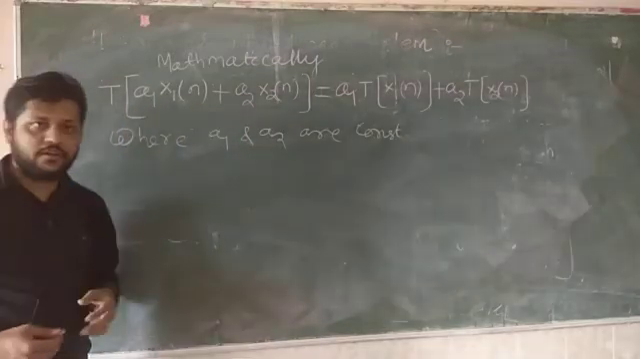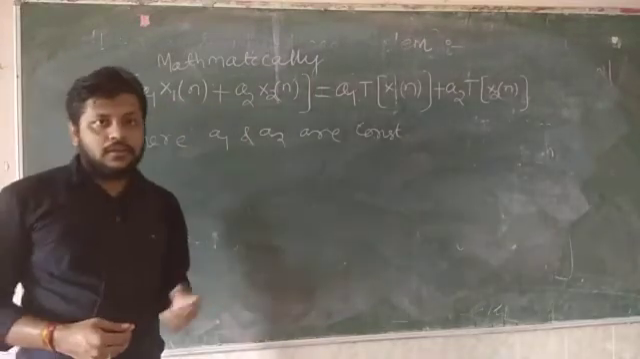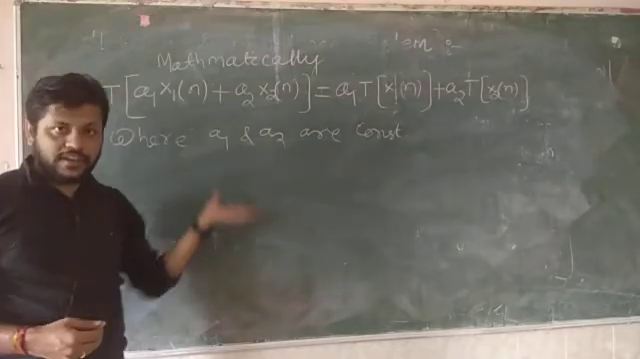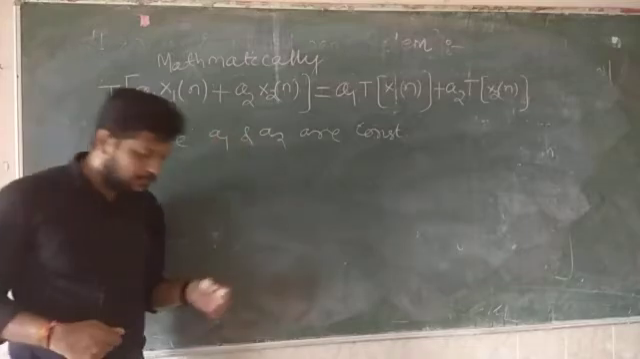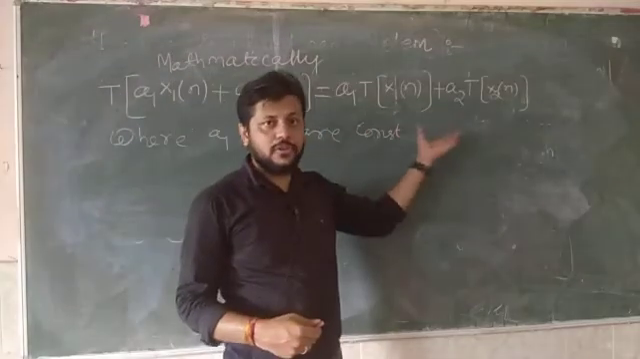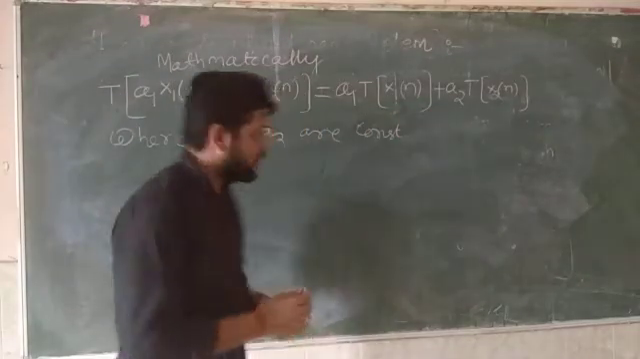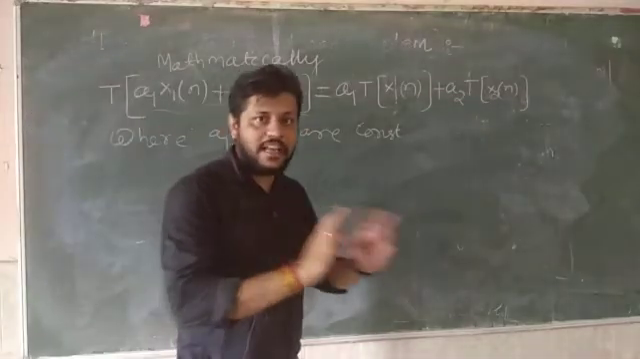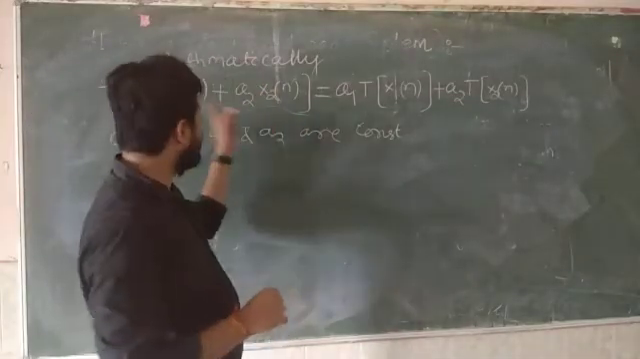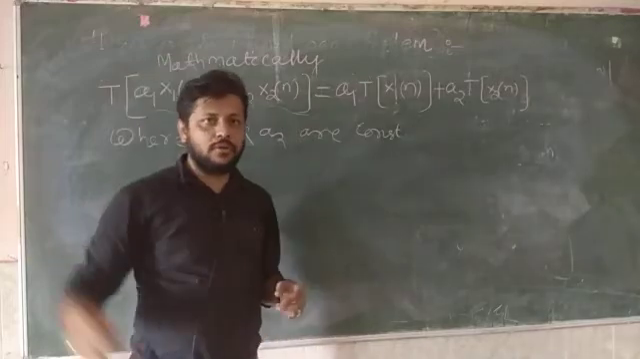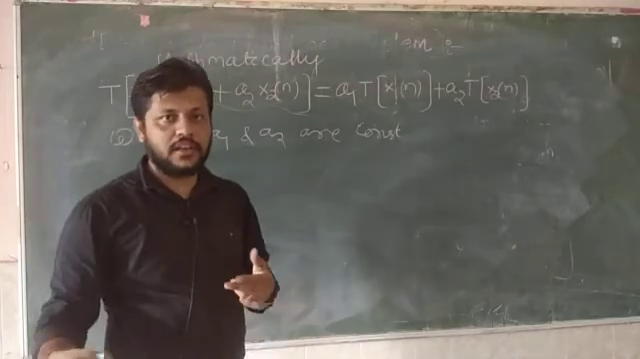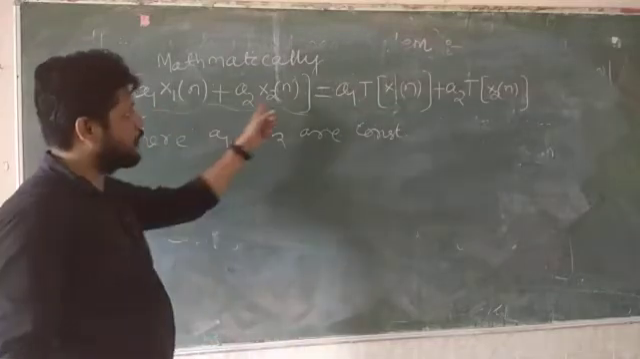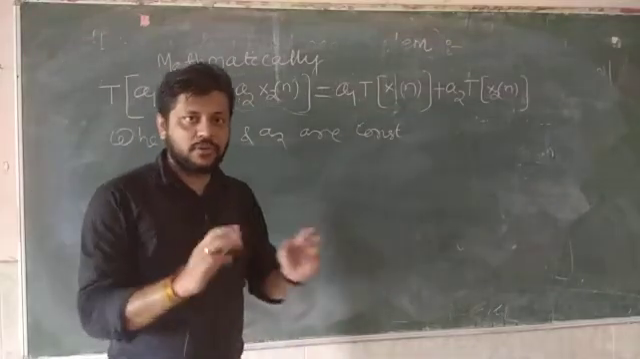So A1 and A2 are arbitrary constants, and when we are applying both the signals at a time to the system, the response that we will get must be equal to the sum of the individual responses. Here this is the weighted sum of signals that we are applying at a time to the system, that is x1n and x2n. We can apply up to x3, x4, as many signals as you want. Here I am considering only two signals, x1n and x2n, and combinedly I am applying them to the system.